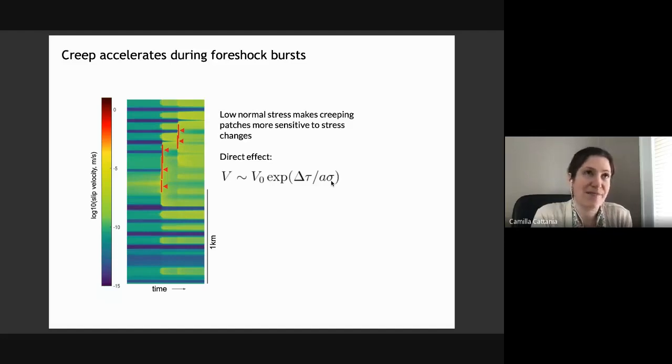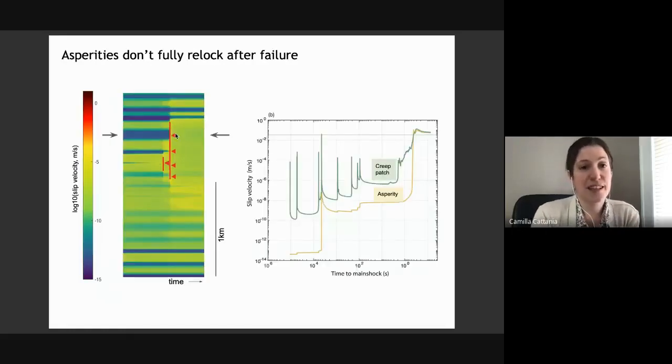So now we saw how creep responds to foreshocks, but we also saw an interesting behavior when you look at the asperities themselves. So here you can see an asperity which is locked since the last main shock. And then there is a foreshock here. And what you can see is that the slip velocity after the foreshock remains quite high. So you don't have locked, foreshock, locked. You have locked, foreshock, creep. The slip velocity is much higher. And you can also see it in this figure. So we're looking at the asperity. It was locked before. We have a foreshock. And now it's slipping several orders of magnitude faster than it was before the foreshock.